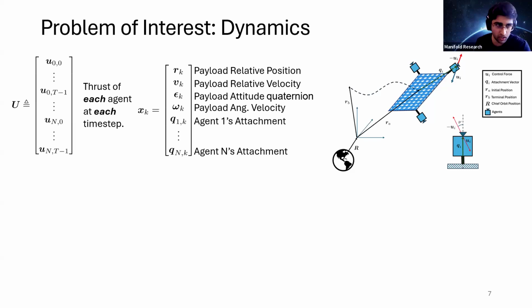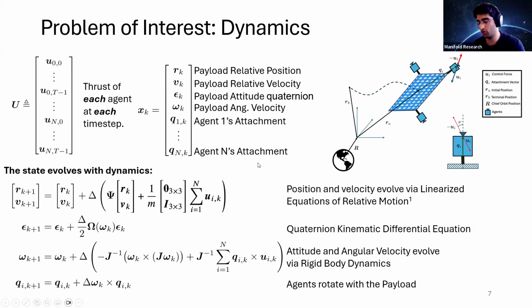So what's the angular orientation of the object? And the angular velocity. And each agent is attached to the object via some attachment vector, which is the vector that points from the center of the object out to the center of the agent. So our state at any given time step, the complete state, is those four things for the object, and then all of the attachment vectors for each agent. So what is the position of each agent relative to the object?